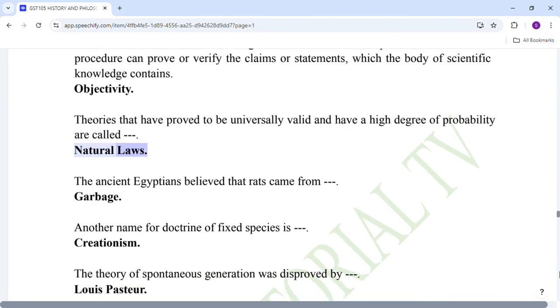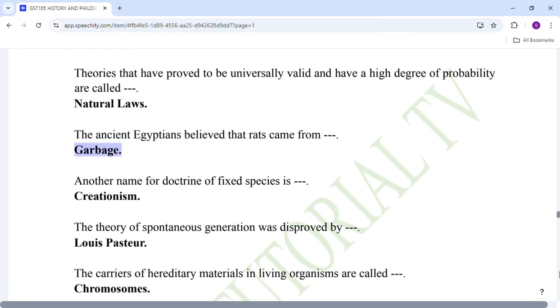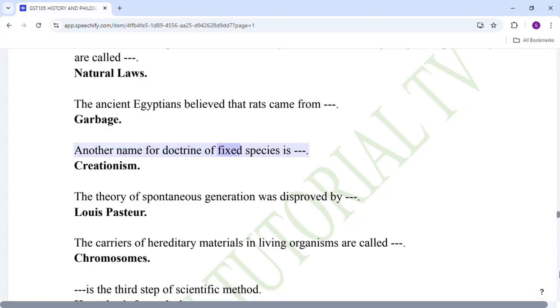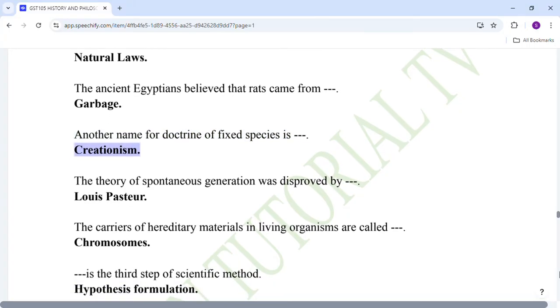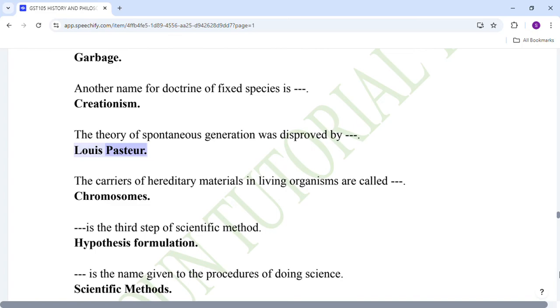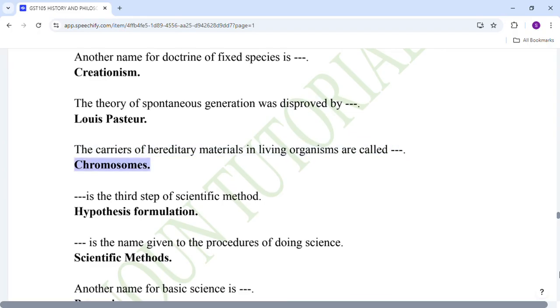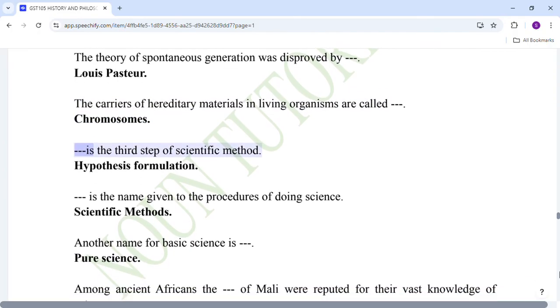natural laws. The ancient Egyptians believed that rats came from garbage. Another name for doctrine of fixed species is creationism. The theory of spontaneous generation was disproved by Louis Pasteur. The carriers of hereditary materials in living organisms are called chromosomes. Is the third step of scientific method.